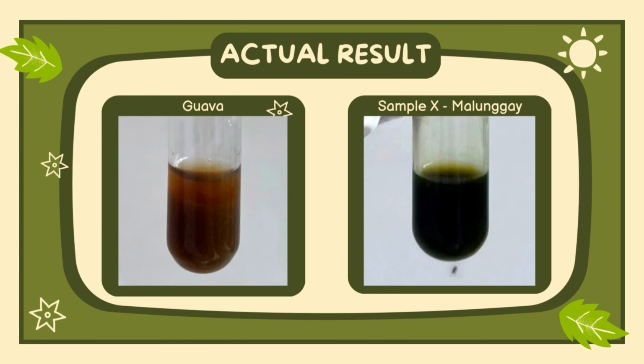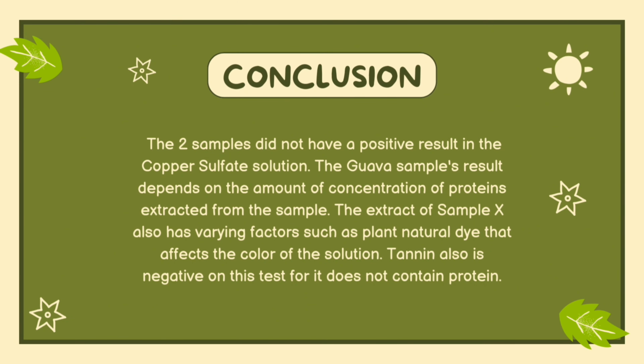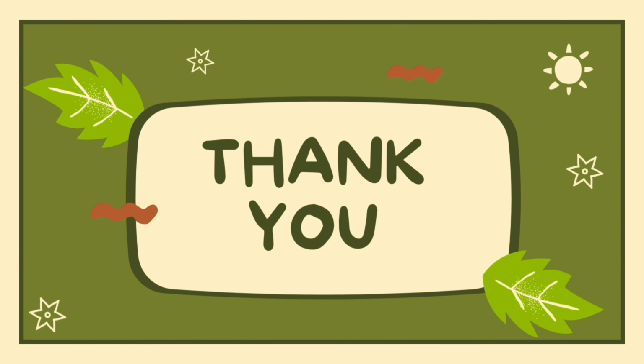As for the actual result, the guava has a dark brown coloration and the malunggay has a dark green coloration. In conclusion, the two samples did not have a positive result in the copper sulfate solution. The guava sample's result depends on the concentration of proteins extracted from the sample. The extract of sample X also has varying factors such as plant natural dye that affects the color of the solution. Tannin is also negative on this test, for it does not contain protein.